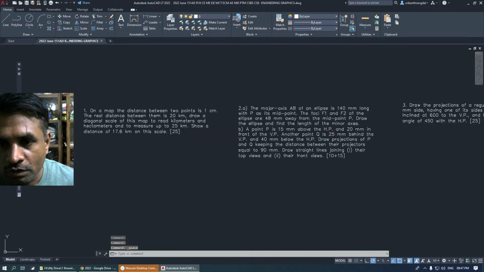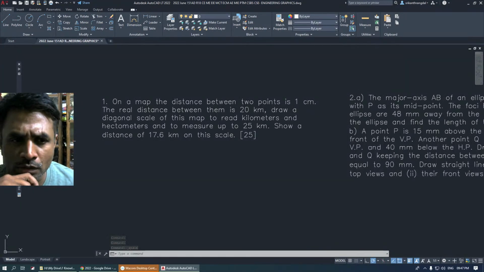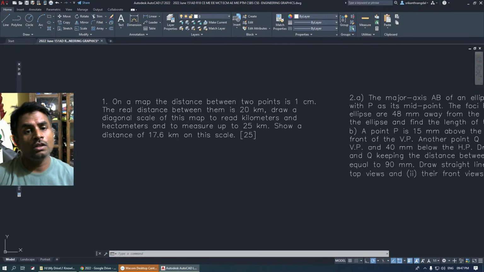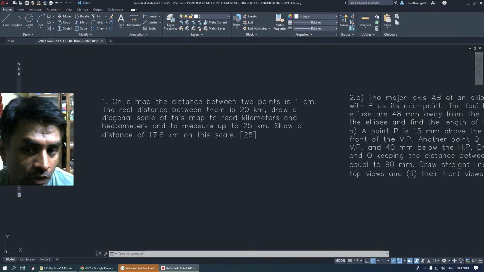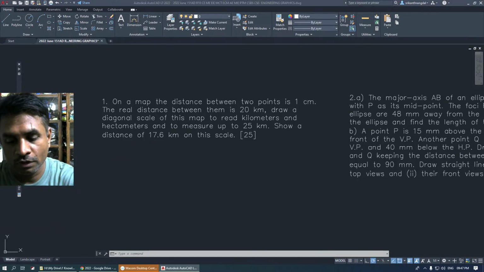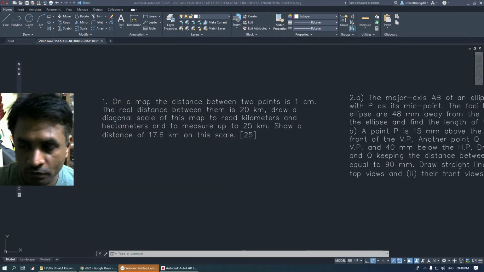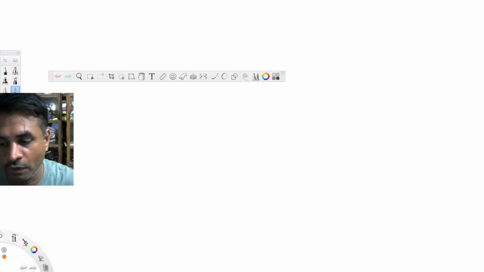Coming to the first question, we have a map. On this map, we have 2 points. The distance between the 2 points is 1 centimeter. The real distance between them is 20 kilometers, and we have to draw a diagonal scale of this map to read kilometers and hectometers, to measure up to 25 kilometers. There is a little bit of calculation involved here, so let me open up a calculation space, which I'll be doing in SketchUp.